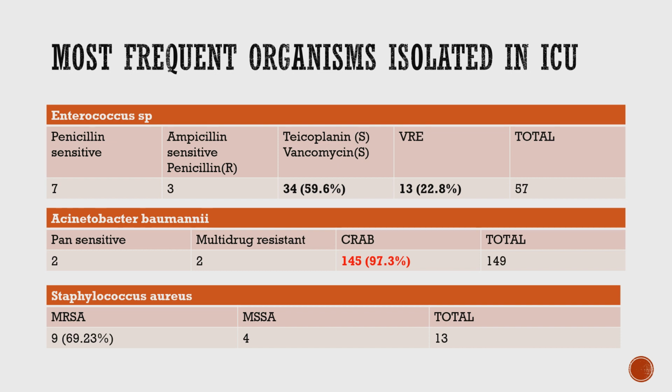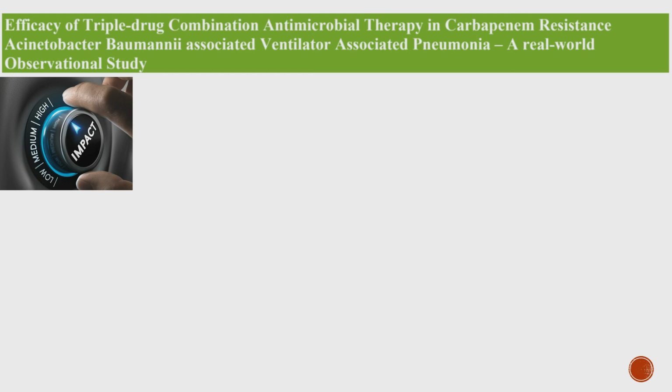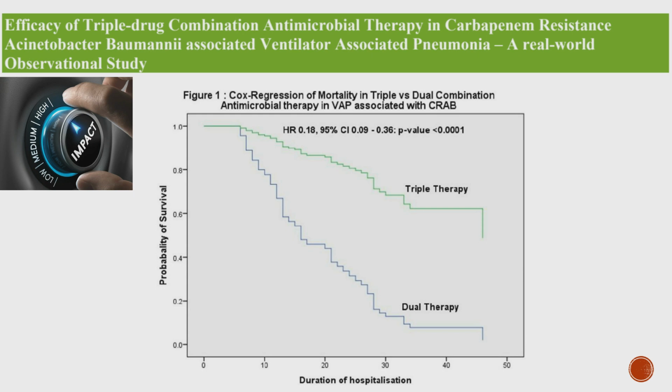So we have started the activity, and we are modifying the treatment. Definitely we want to see the impact, whether it is actually working or not. So we have done a small interim analysis on the effect of triple therapy versus dual therapy. In the new guideline, CRAB or VAP associated with Acinetobacter should be managed with triple therapy. So we have analyzed some data on patients who received dual therapy versus triple therapy, and this is the interim analysis of 75 patients, and we found that a significant survival benefit is associated with triple therapy. So definitely the interim analysis shows that AMSP practices impact the outcome of the patient.